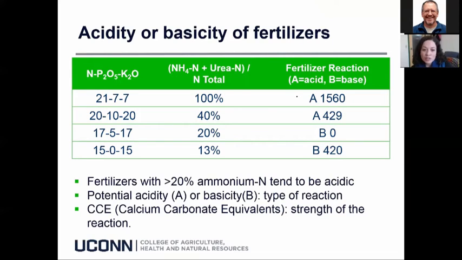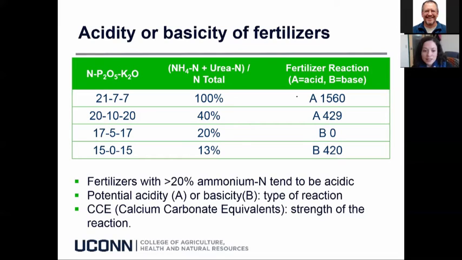So fertilizers like 21-7-7 have the total amount of nitrogen in the form of ammonium and urea, and therefore it's a very strong acid fertilizer. It's one that you have to be very careful to use because it's going to react very strongly and drop the pH very quickly, but you can't use it on a continual basis. We have another option, something like 20-10-20, with 40% of nitrogen in the form of ammonium and urea. It's also an acidic reaction, right?